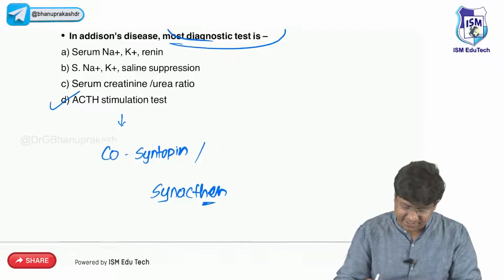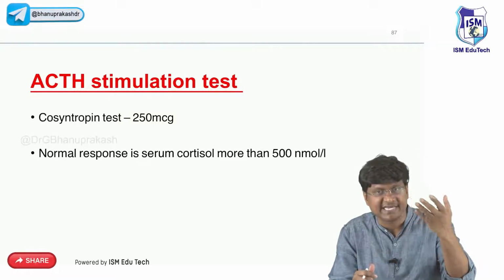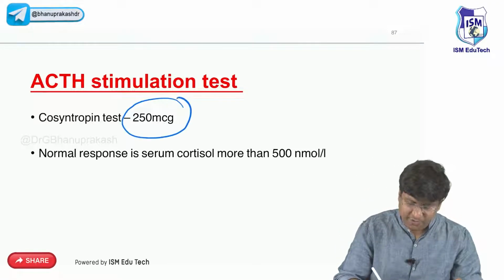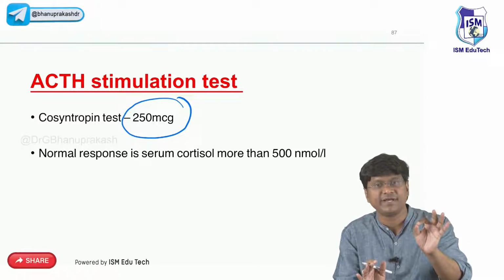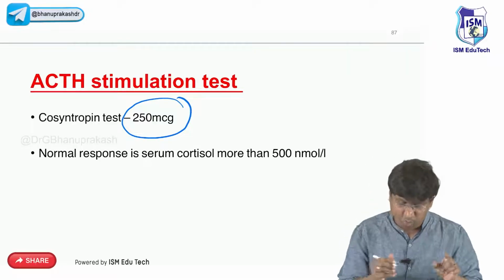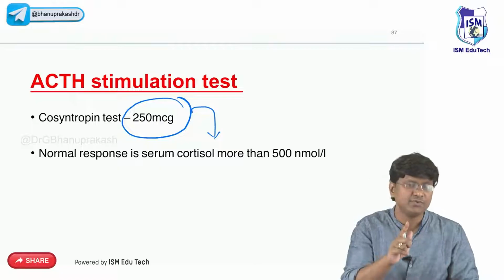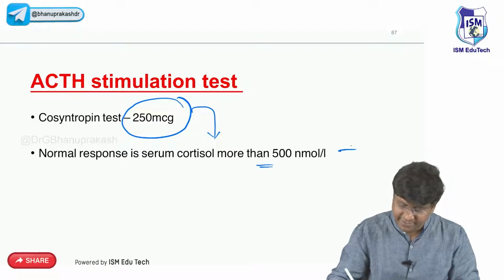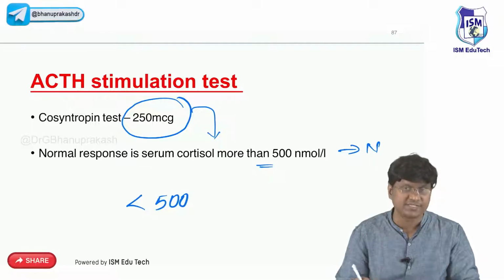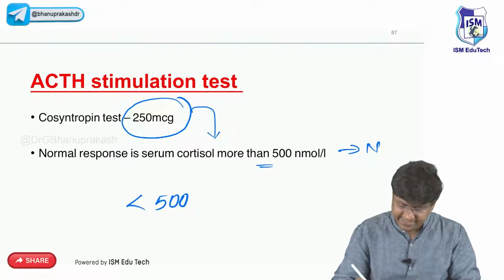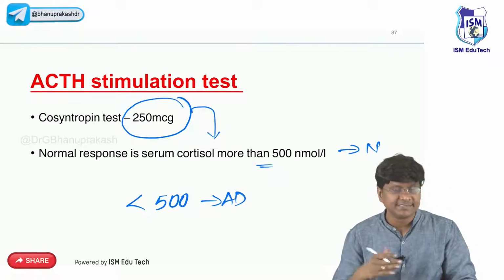What exactly happens here is you give cosyntropin. What is cosyntropin? It is an ACTH analog. How much cosyntropin do we need to give? 250 micrograms of cosyntropin you should give. So whenever you give 250 micrograms of cosyntropin, what should it do? It will stimulate the serum cortisol production. If serum cortisol production is more than 500, normal. If serum cortisol levels are less than 500 nanomoles in spite of giving cosyntropin, then we consider this particular patient is having Addison's. Okay, that is how you will diagnose.